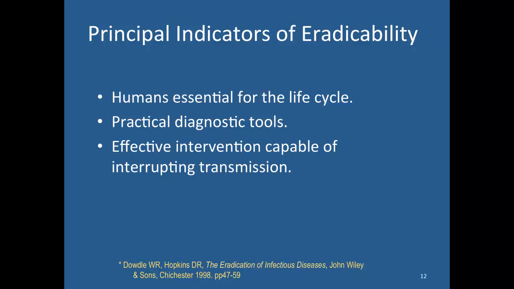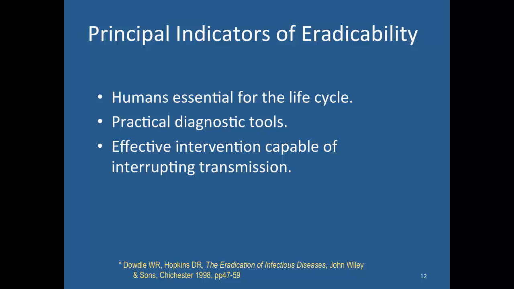So there are a couple factors that are absolutely critical for the ability to eradicate a disease. And I should have mentioned this in the first place, but I think this is a good place to mention it. The first one is that humans are essential for the life cycle. The second one is that you need practical diagnostic tools, and the third one is effective intervention capable of interrupting transmission. So let's go at each point a little bit more in detail.